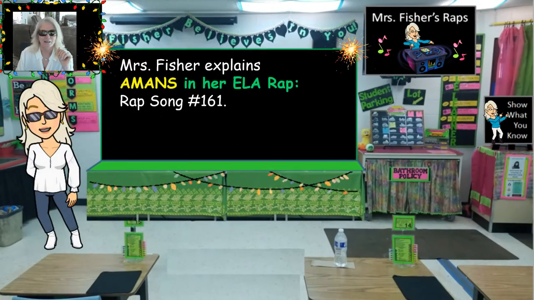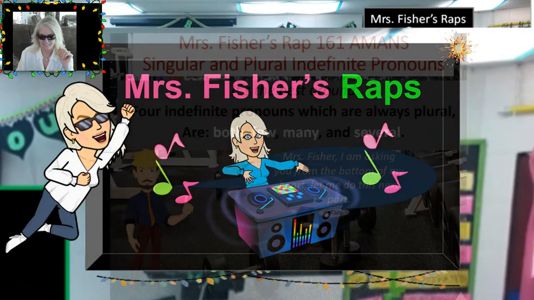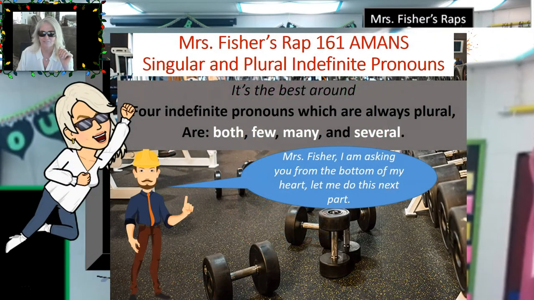All right, so let's look at AMANS. This will help you to remember it. It is a very clever little trick, I like it, it's cute. Subject verb agreement, singular and plural, indefinite pronouns. For indefinite pronouns, which are always plural, are both, few, many, and several.